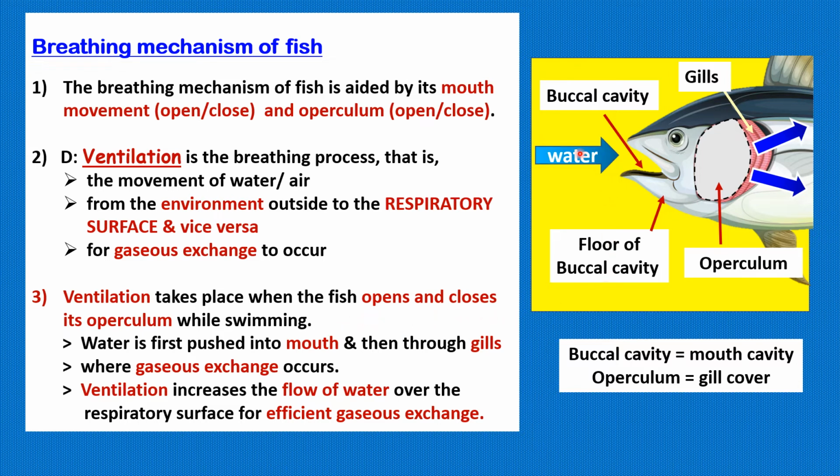So first of all, water is pushed into the mouth and then through the gills. And that's when the ventilation occurs, whereby gaseous exchange occurs. Ventilation is important as it increases the flow of water over the respiratory surface for efficient gaseous exchange, right? So the fish is always carrying out ventilation as it is swimming in the water.